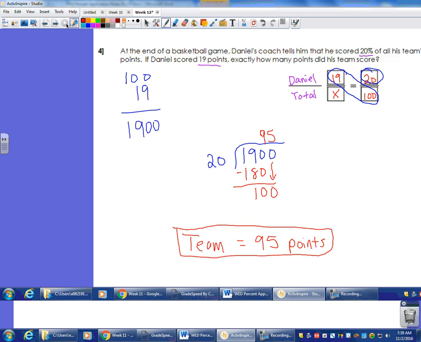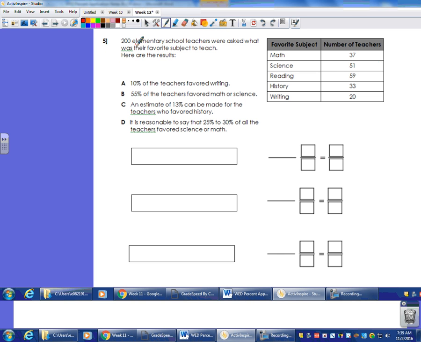And the last problem says 200 elementary school teachers were asked what their favorite subject to teach. Here are the results over here. We know that all of this is equal to 200. So we have 10% favor writing, so we're looking for writing. 55% of the teachers favored math or science. C says an estimate of 13% can be made for the teachers who favored history. And then this one says it's reasonable to say 25% to 30% of all the teachers favor science or math.